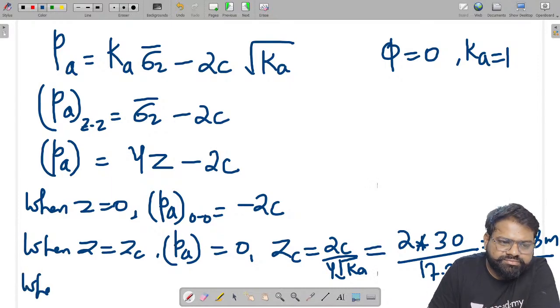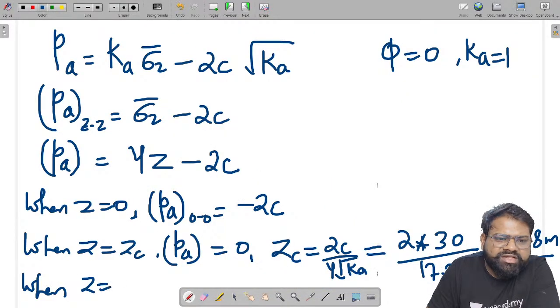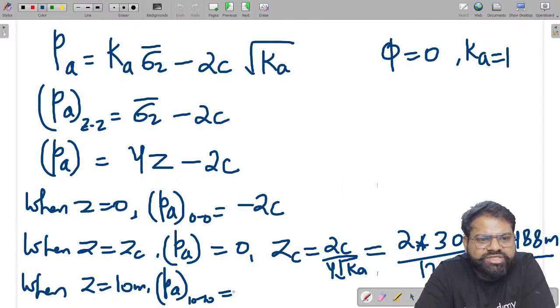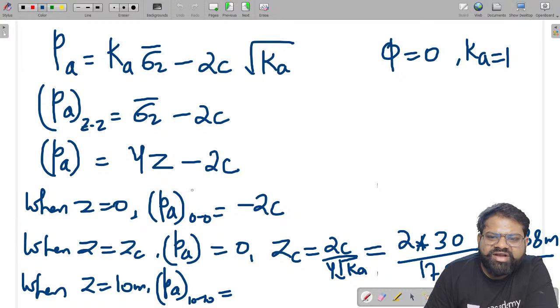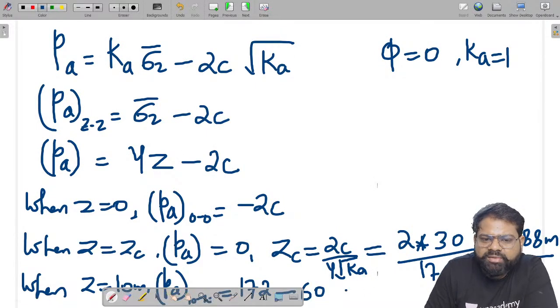Similarly, when Z is equal to 10 meter, the active earth pressure, if you put it in this equation, comes out to be 17.2 multiplied by 10, which is 172, minus 2C, which is 2 into 30, equal to 60. So the pressure at the base comes out to be 112 kilopascal.